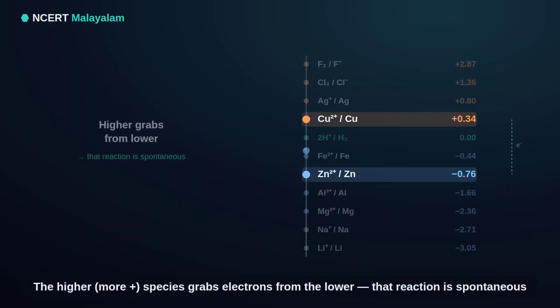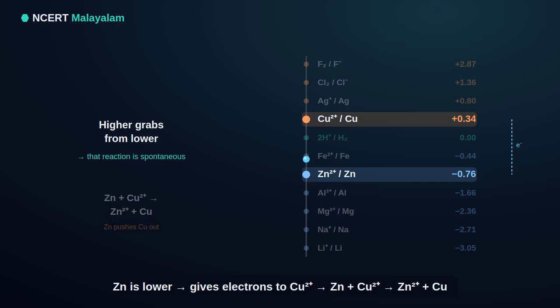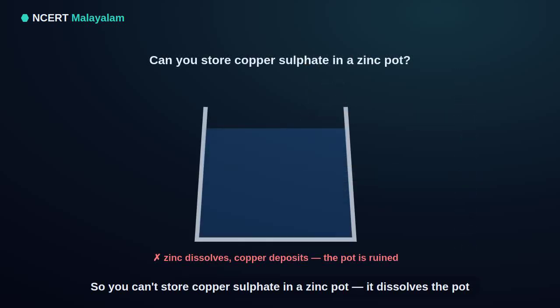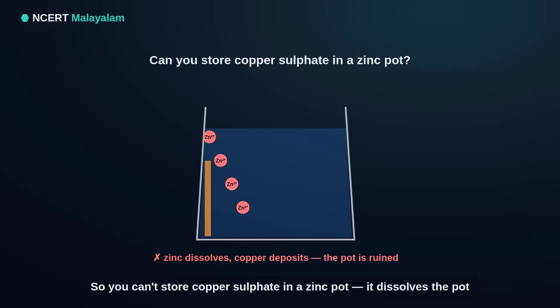The rule is simple. A higher, more positive species grabs electrons from the lower one, and that reaction is spontaneous. Zinc sits lower, so it gives its electrons to copper 2+. Zinc plus copper 2+ gives zinc 2+ plus copper. That is why you cannot store copper sulfate solution in a zinc pot. The zinc dissolves, copper deposits, and the pot is ruined.